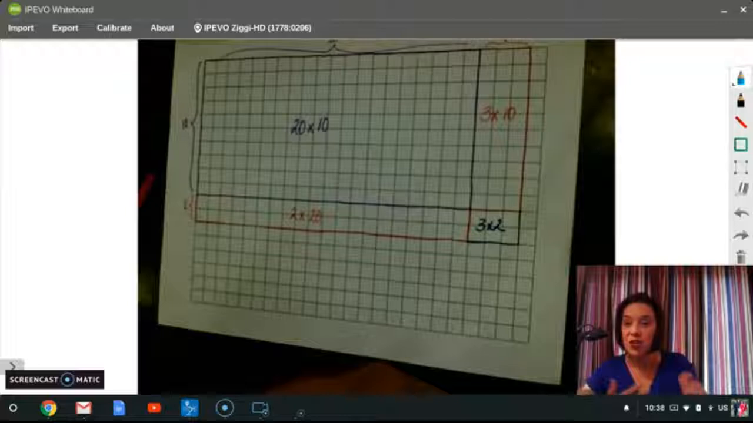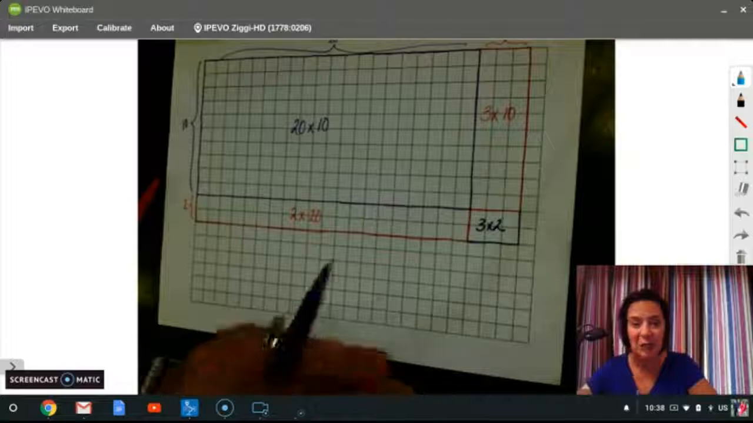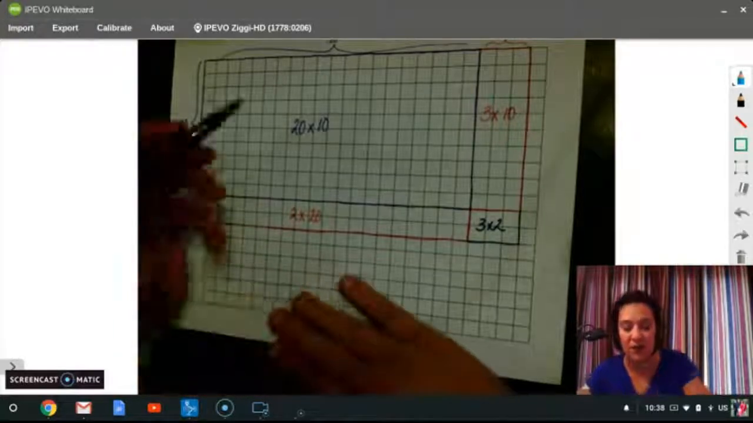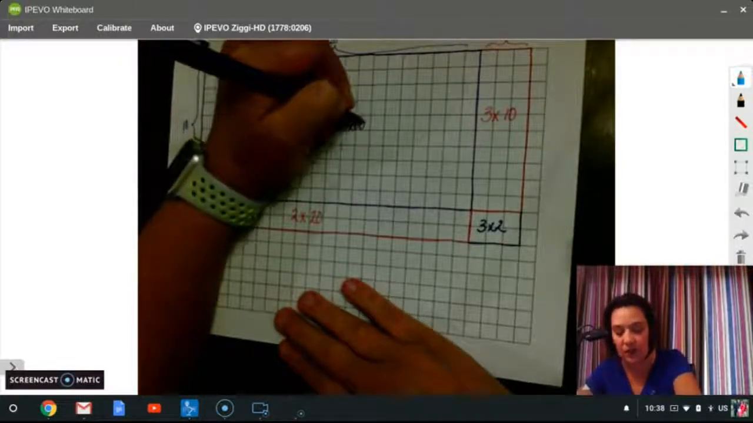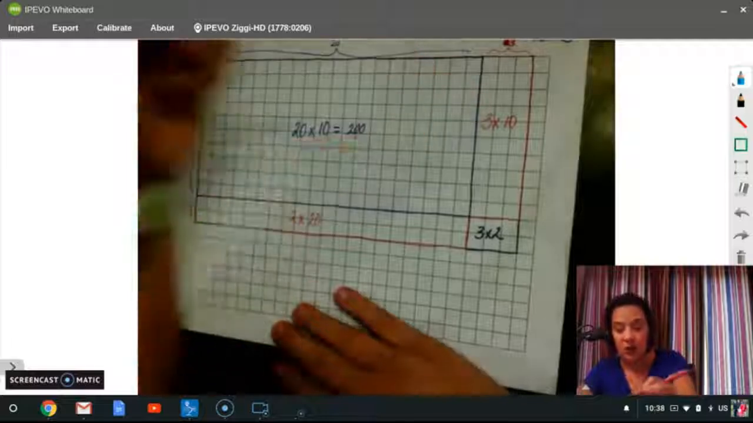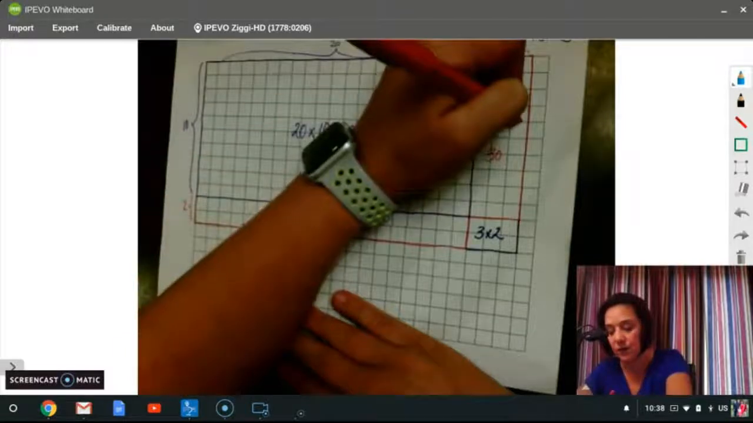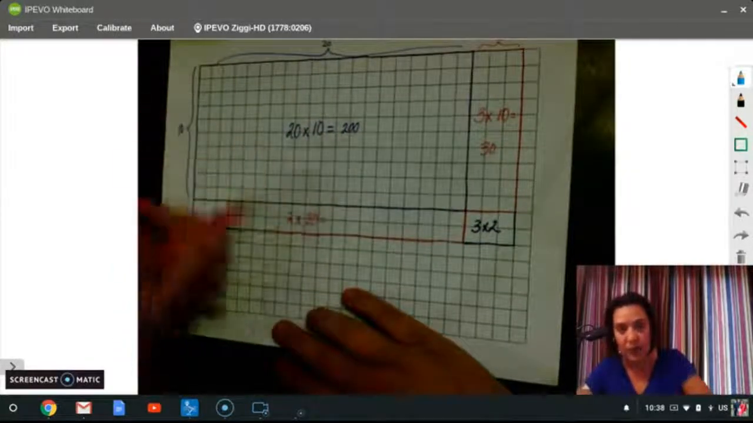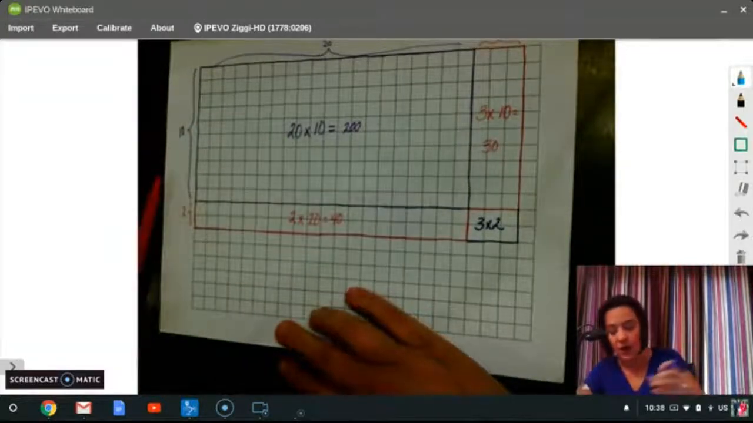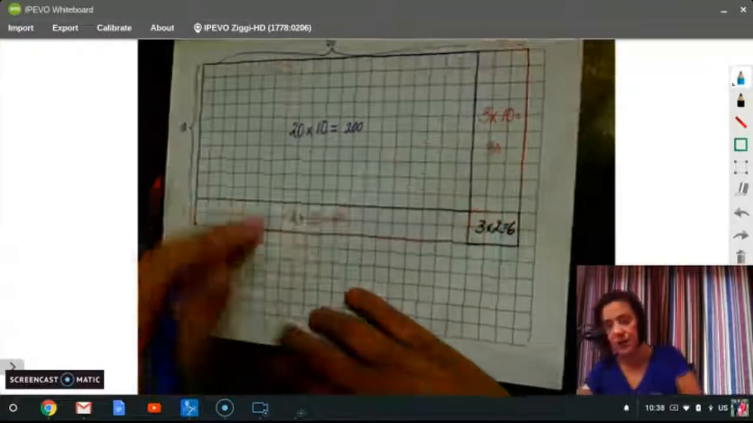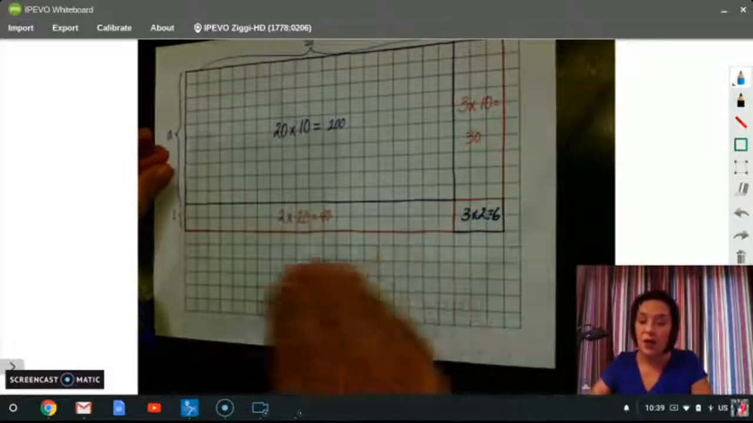Students then should very easily be able to do these. These are mental math problems that you're practicing on a daily basis, your number talks, your number warm-ups, all of those things. Students know very quickly that 20 times 10 is 200. Students should know very quickly that 3 times 10 is 30. 2 times 20 is 40. And 3 times 2 is 6. So the answer is the sum of all of these products.